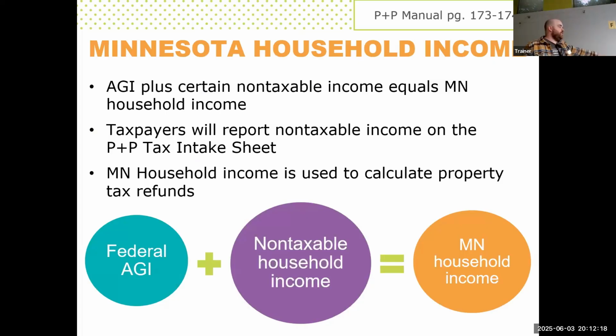So if you remember the way the renter's credit is now, we just start with the AGI and then we go straight to the credit. For the M1PR property tax, we're going to start with the AGI. We're going to add in a few more sources, and then we're going to get their household income.